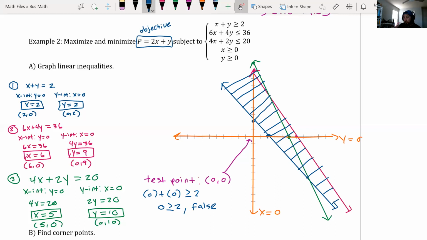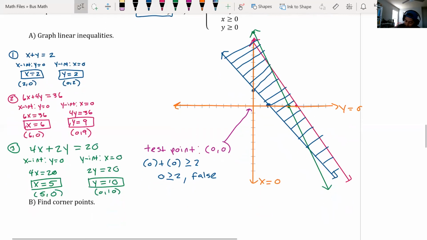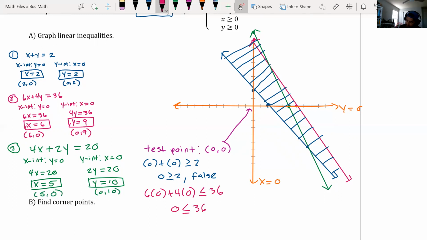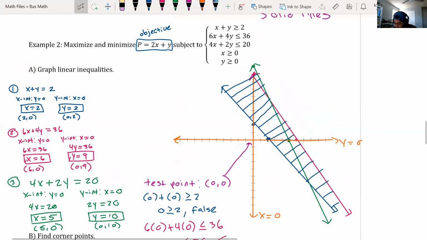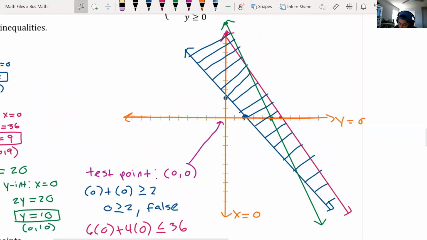Okay, so blue line, it was false, but now we try it in the red line. And you get 6 times 0 plus 4 times 0 less than or equal to 36. You get 0 less than or equal to 36, which is true. Which means for the red line, we're going to shade towards (0, 0). So down.